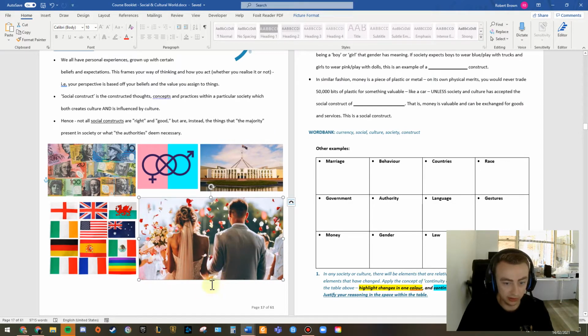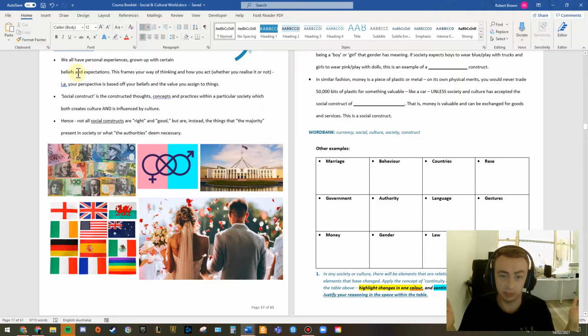Marriage, again, is a social construct. If we look at it, the meaning of it is two people coming together to symbolize that they're going to be together for life, right? That's the social construct behind it. And it's different in different cultures as well, because the beliefs, expectations and values placed upon it are very different. So yeah, they're just some examples that help us get it through our head.